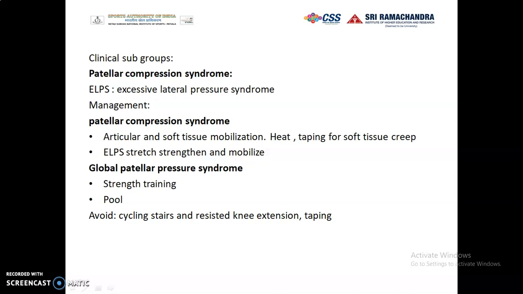Then how do you differentiate between patellar compression as well as global patellar pressure syndrome? If it is a global patellar pressure syndrome, we have to start off with non-weight bearing swimming. Maybe you can advise hydrotherapy. You can make the patient walk in the pool, and especially these people have to avoid cycling, stress, resisted knee extension, and taping.